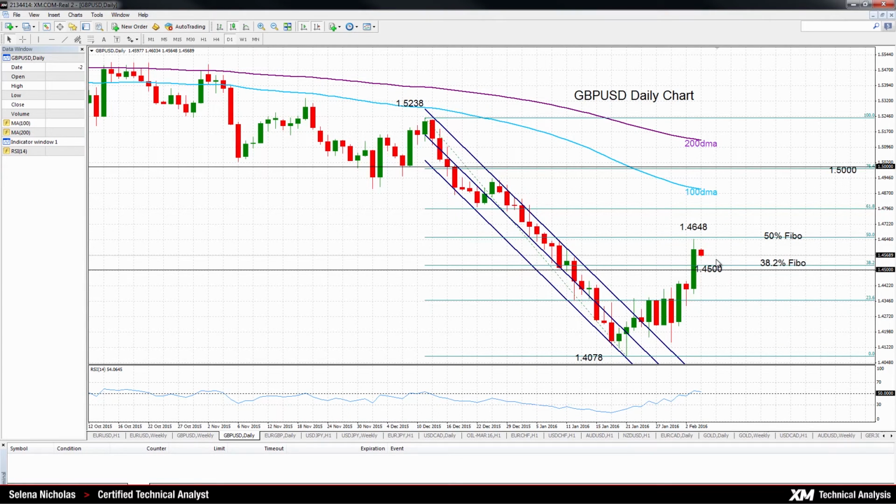Immediate support comes in obviously at the 38.2 Fibo and 1.4145 area. Meanwhile, the 100-day and 200-day moving averages are both sloping downwards, and also the market is below these moving averages, which highlights a bearish market structure still.